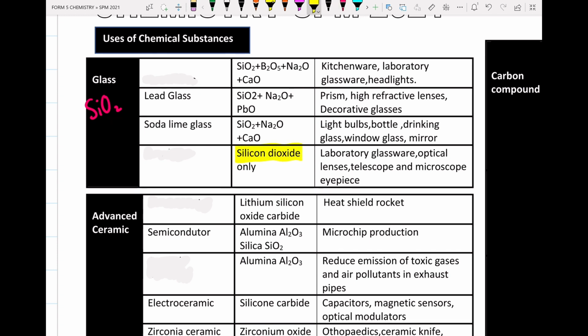The glass that is made up of only silicon dioxide is used in laboratory to make laboratory glassware. Okay, that will be fused glass. Another glass used to make laboratory glassware, and this glass can withstand high temperature, that glass will be borosilicate glass.